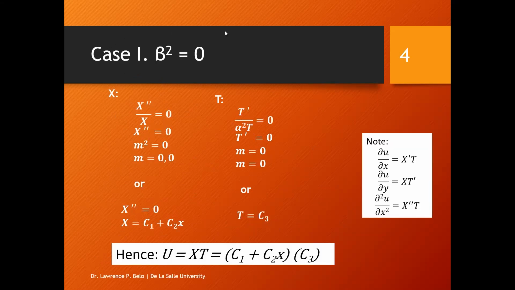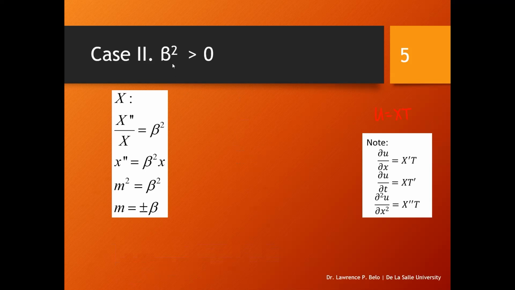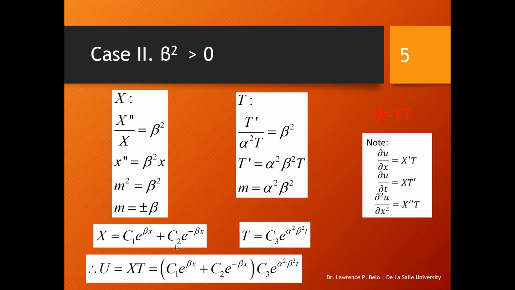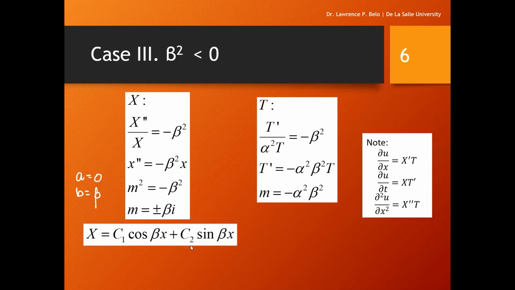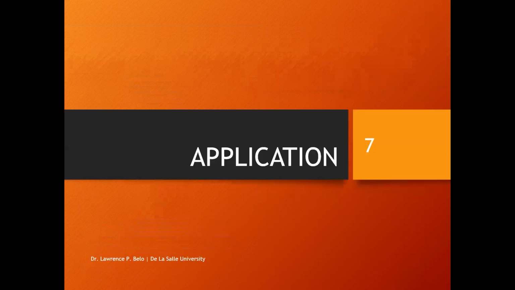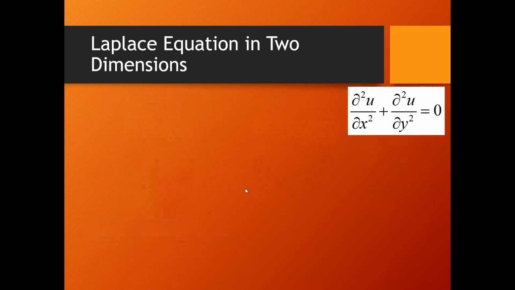So I've shown this to you last time. The first case, wherein the beta squared is equal to 0. The second case, beta squared is greater than 0. So you'll have this solution. It's easy for us. And the last case, wherein beta squared is less than 0. This one would give you an m squared that is negative, so you'll have an imaginary. So you'll need to recall your Euler's form. So it would give you this solution. Okay. And we'll be going to the applications now.